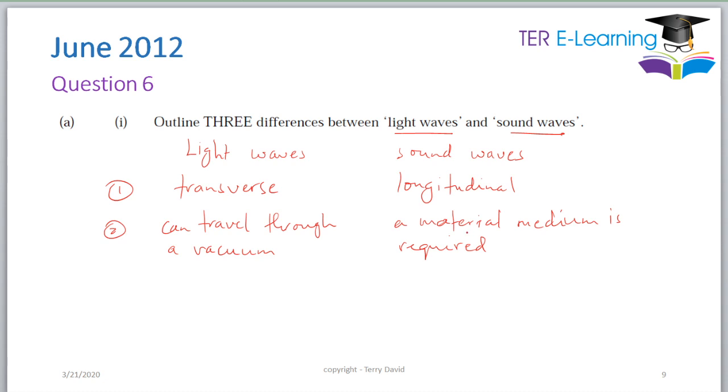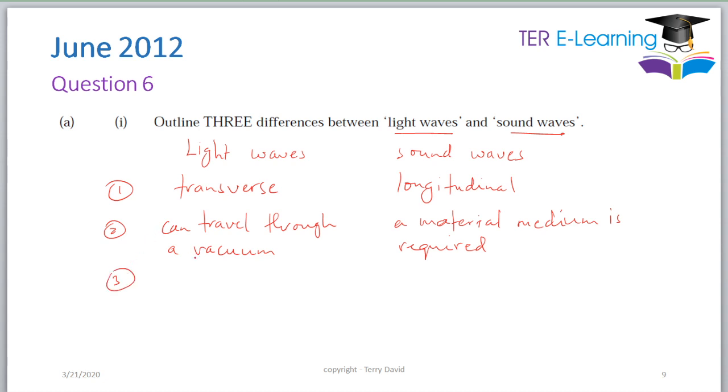I've seen them ask questions where you had to describe an experiment to show this. An experiment to show this is the bell jar experiment, where we have a bell inside an enclosed jar. You have the bell ringing, and as you slowly remove the air from this bell jar, you're going to stop hearing the sound. That experiment shows that a material medium is required in order for sound waves to travel.